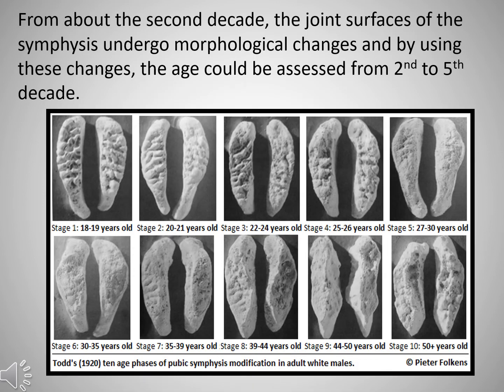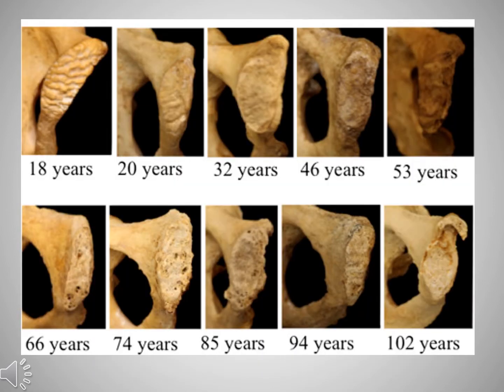From about the second decade, the joint surfaces of the symphysis undergo morphological changes, and by using these changes, the age could be assessed from second to fifth decade. In these slides, the series of photographs show the age differences with the pubic symphysis.